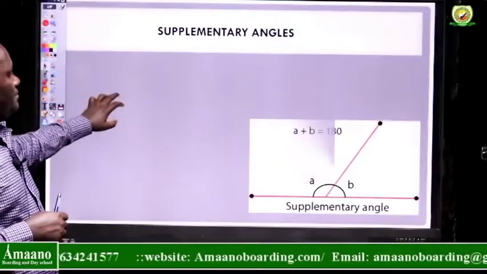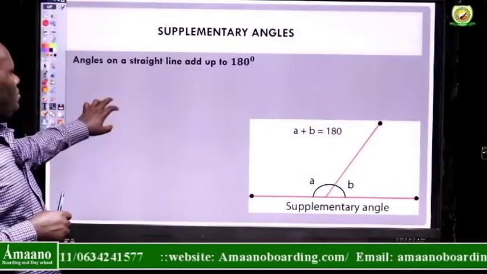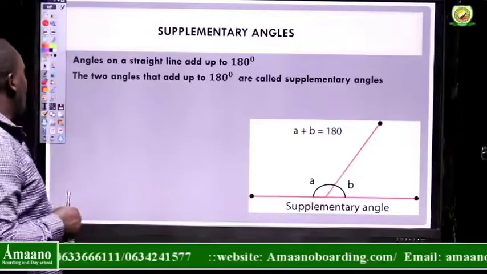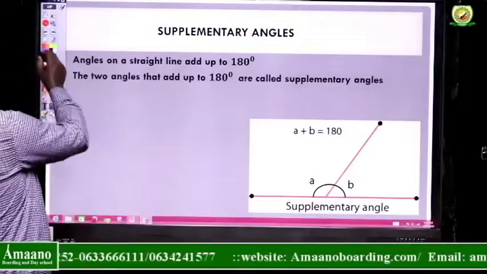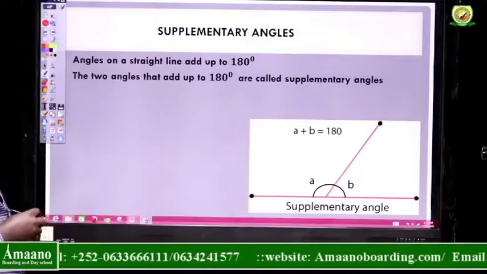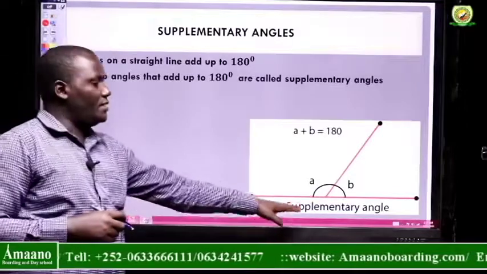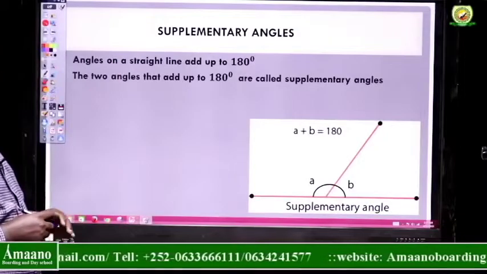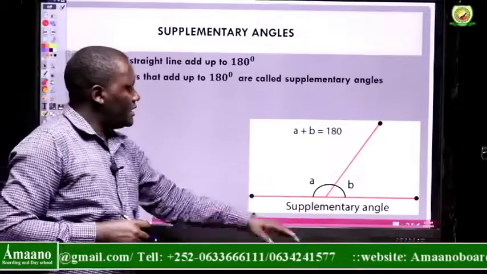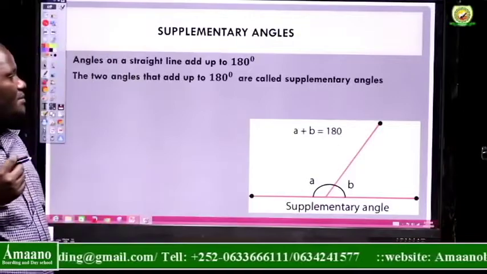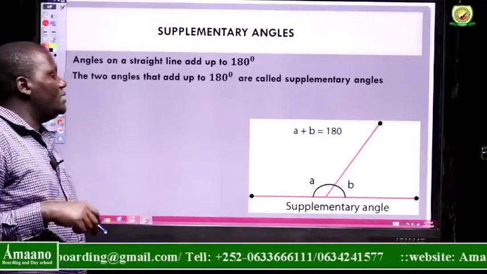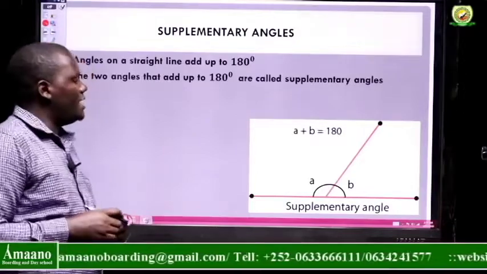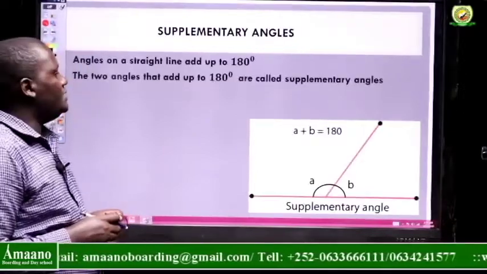Now, what are the supplementary angles? These are angles that are formed on a straight line, as you can see on that figure. Those angles that are formed on a straight line, they make 180 degrees. That means angles on a straight line, they add up to 180 degrees.